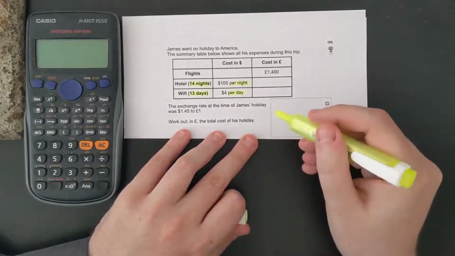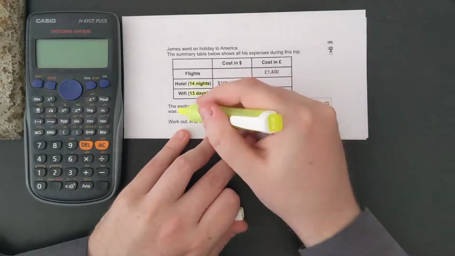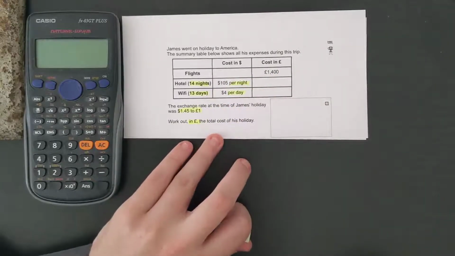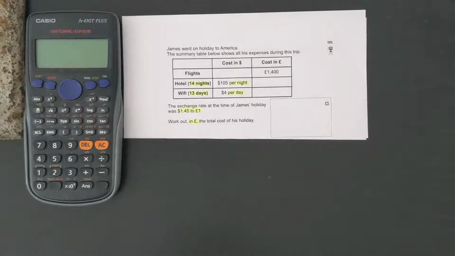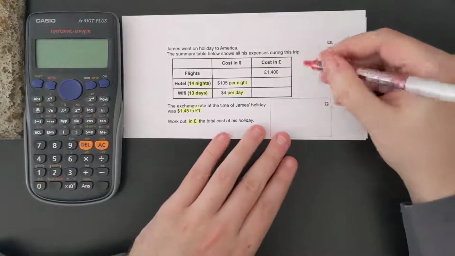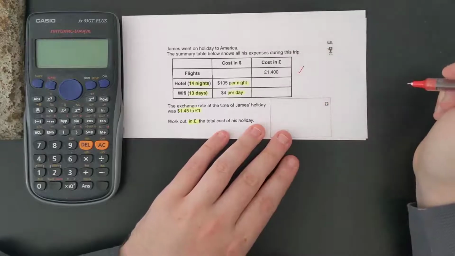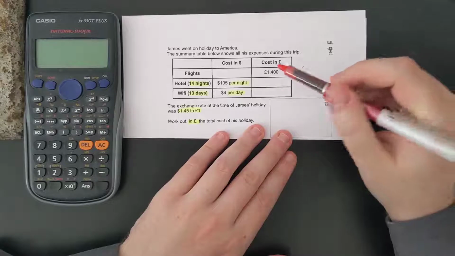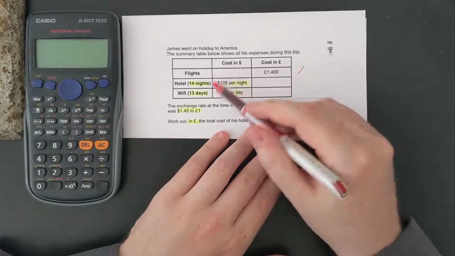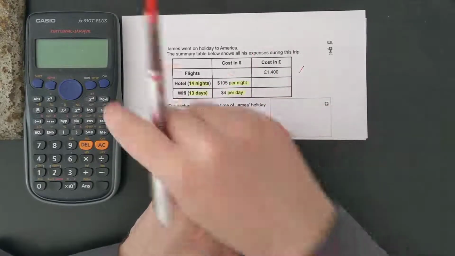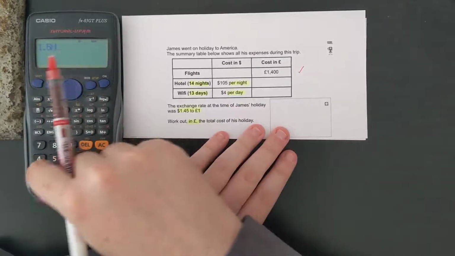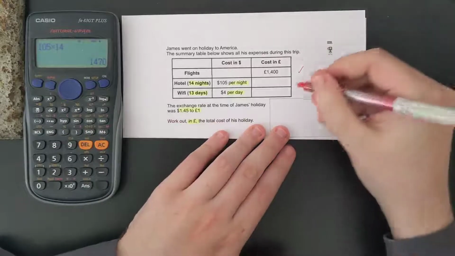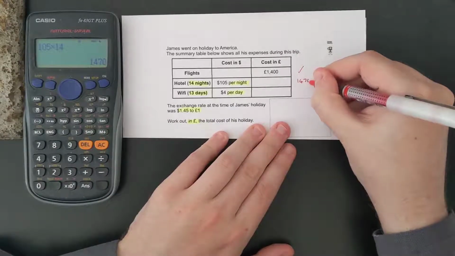The exchange rate at the time of James's holiday was $1.45 to £1, and I'm asked for my value of the total cost of the holiday in pounds. So there are several steps to take here then. Flights, I'm already sorted, I know the whole cost for the whole holiday. Hotel, I need to do two things to work out the whole cost for the whole holiday. I'm going to work out my dollar value in total, which is just $105 times 14 nights, $1,470.